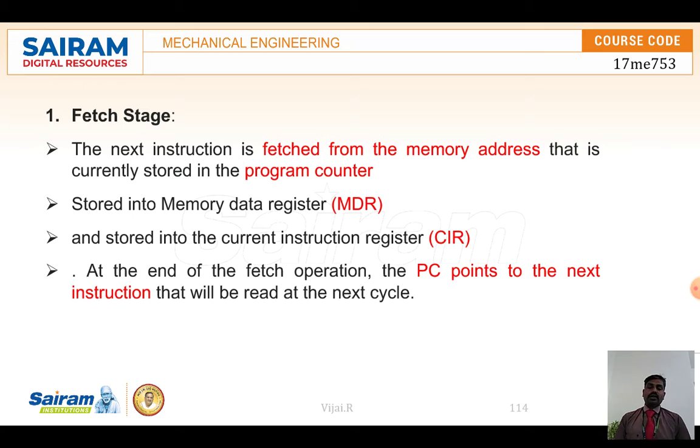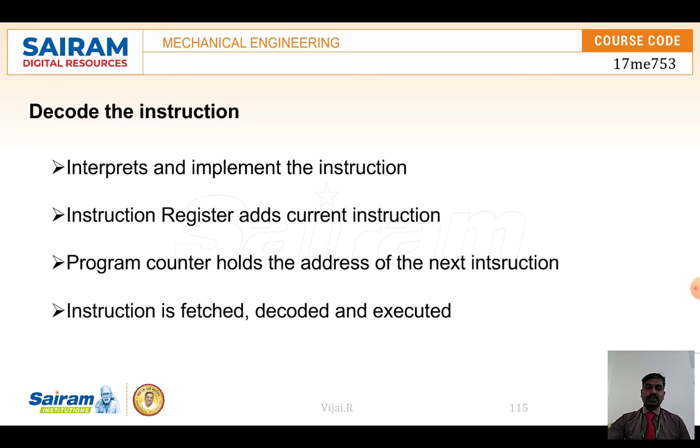Then, at the next level, it is stored in the current instruction register. The instruction information is stored in the current instruction register. At the end, the program counter goes to the next instruction, so it is incremented by 1. The program counter points to the next instruction to be ready. This happens in the fetch cycle.